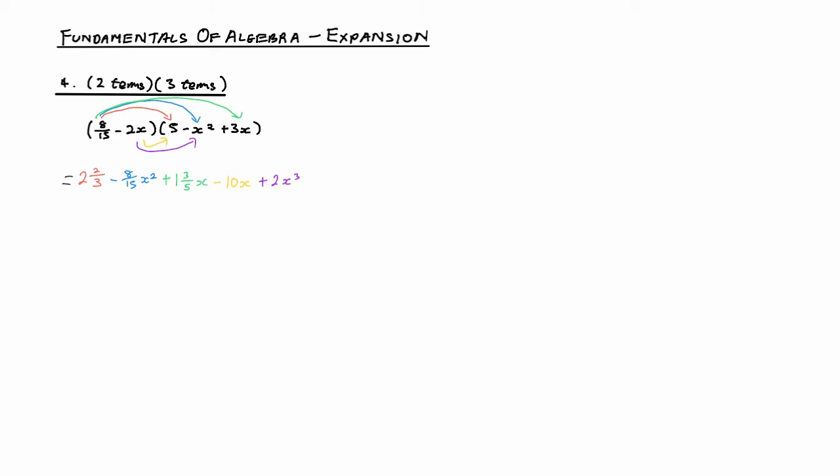And finally, last term, minus times plus, minus 2 times 3, 6, x times x will be x squared. Now that we have all these terms here, you need to combine them together. So I look in this expression, there's an x cubed. There are 2 terms with x squared, so that can be combined. There are 2 terms with x's, so that can be combined too. And then the number alone.